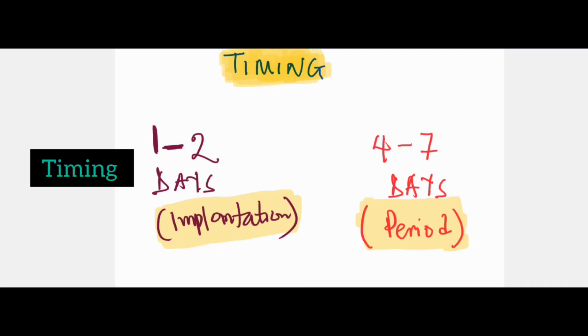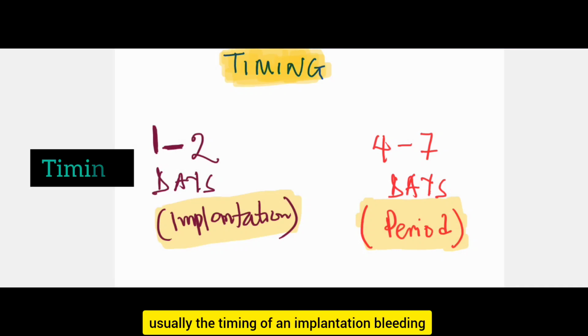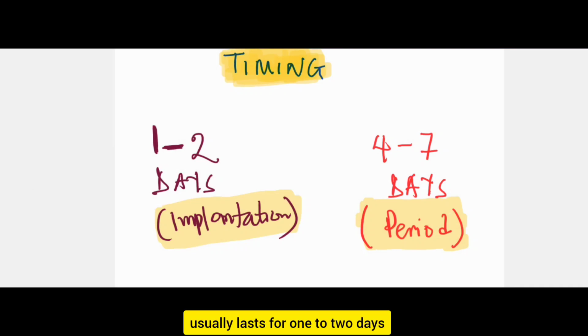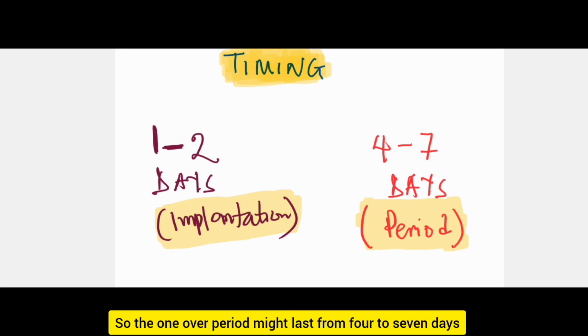Usually the timing of an implantation bleeding lasts for 1 to 2 days. This might vary a little bit, but the major difference is that the implantation bleed usually takes a shorter period of time compared to the bleeding as a result of a period. So the one of a period might last from 4 to 7 days.